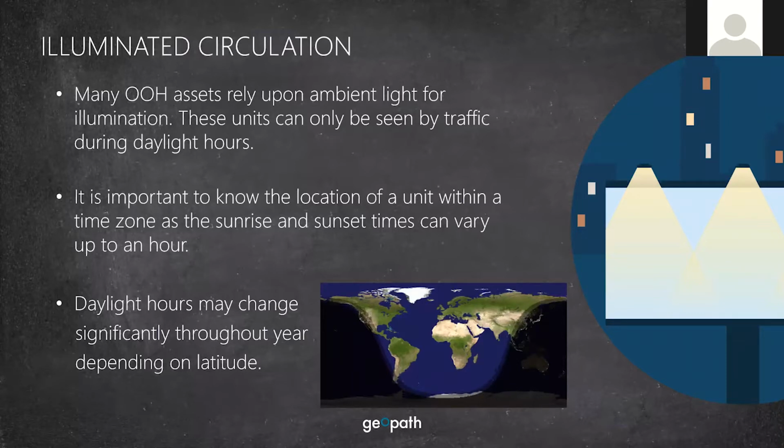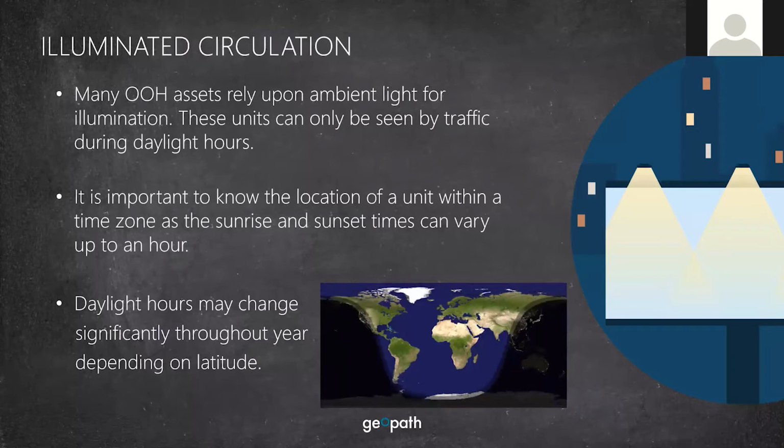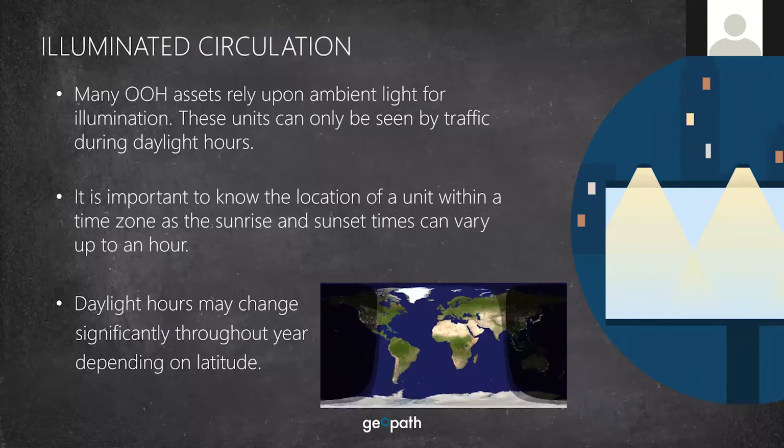I think all of this is interesting, but is the illuminated circulation. So a lot of out-of-home assets don't have any lighting fixtures on them. They're not digital. They're not lit from the front or above or behind. They just use sunlight to make them readable. So for those units, we used to have 12-hour, 18-hour, 24-hour illumination.